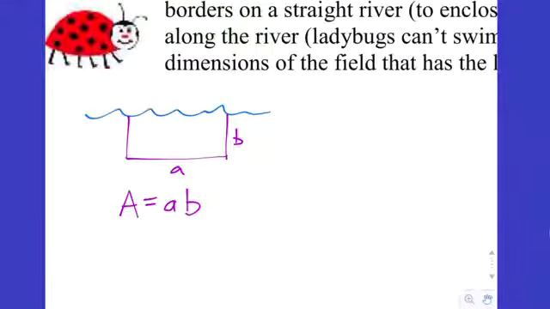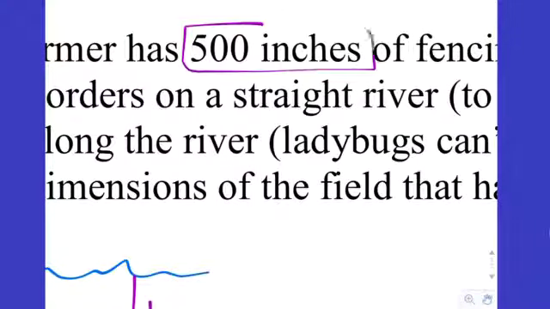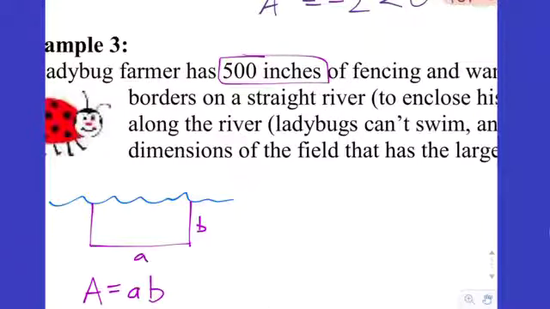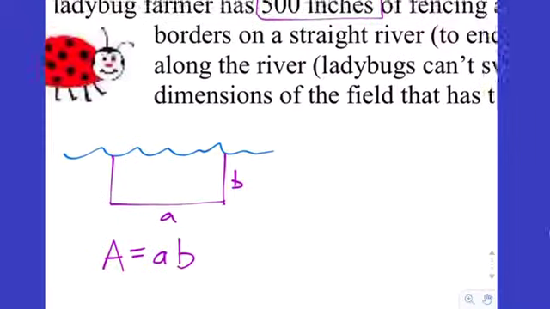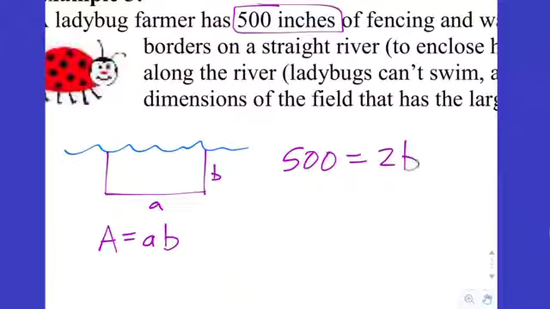Now, what's the constraint? He's got 500 linear inches of fencing, and he doesn't want to have to go to the ladybug store and buy more. So that's going to correspond to the what of the rectangle? The fencing, yeah. It's not quite the perimeter because it's not along the river. But 500 has to be consisting of 2B's and 1A, right? 2B, B plus A. Yeah.